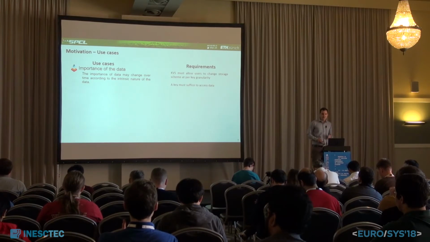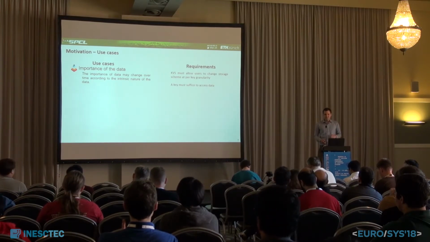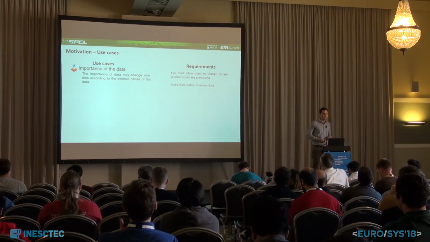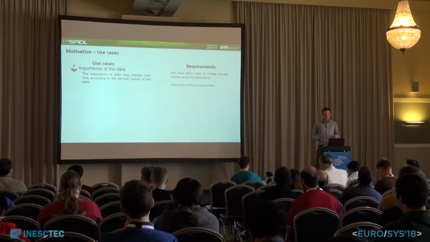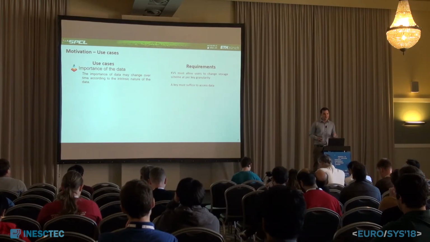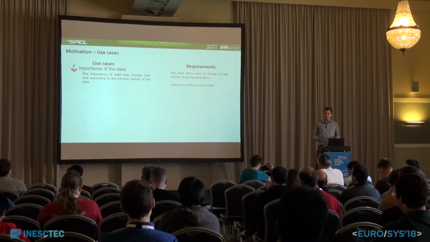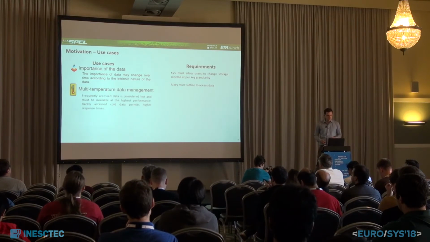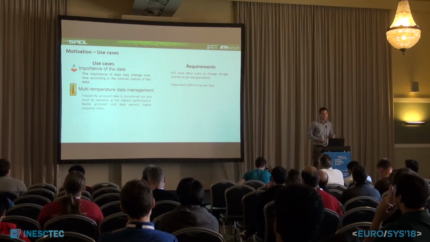So I'd also like to point out requirements the key-value store has to comply with in order to enable such a use case. First of all, the user has to be able to change storage scheme at key granularity, and also the user shouldn't need to know how data is stored in order to access it, so it has to know only the key of the object. The second use case is multi-temperature data management.